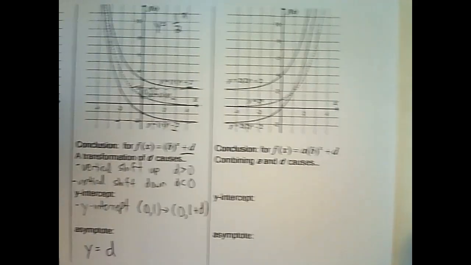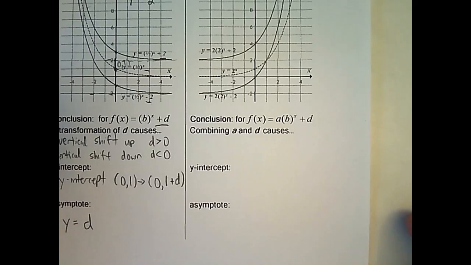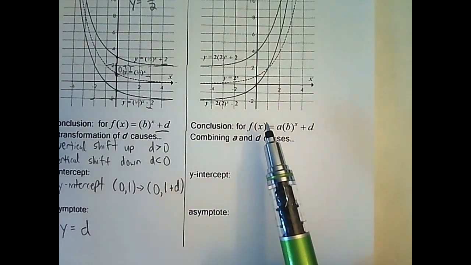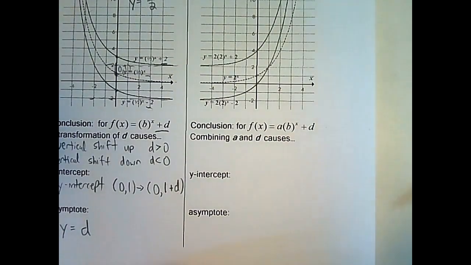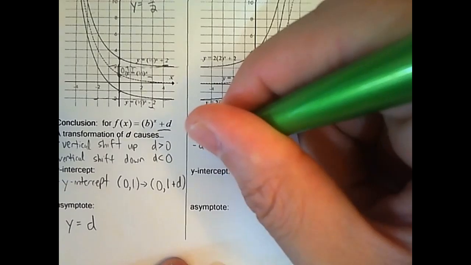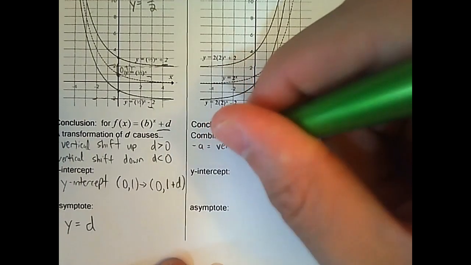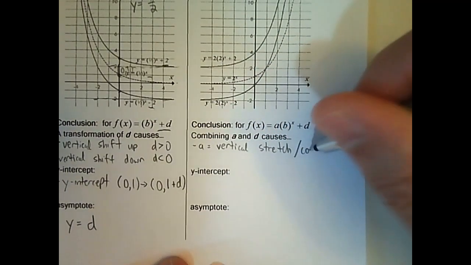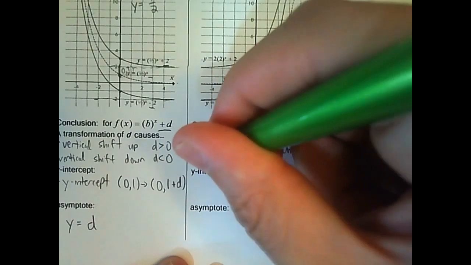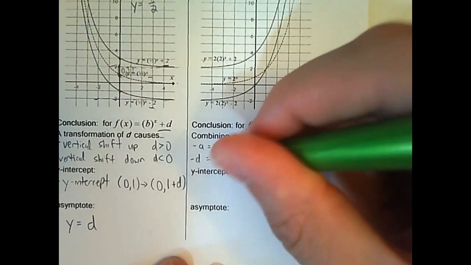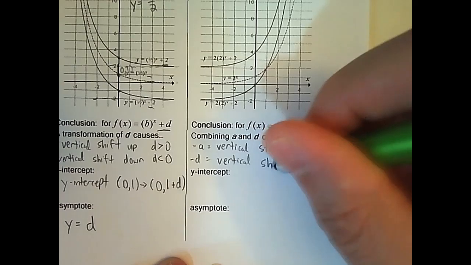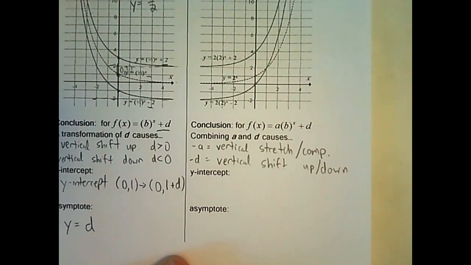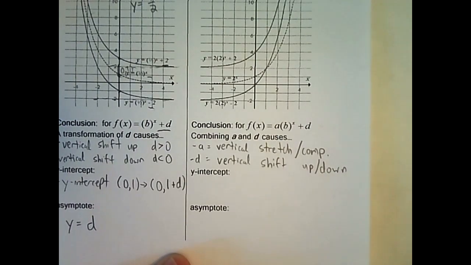Okay, and let's put this all together. So conclusion for f(x) is equal to a times b to the power of x plus d. So combining a and d, what does this cause? Well, a gives us a vertical stretch or compression, and the d value gives us a vertical shift up or down depending on that d value. Again, negative is going downwards, positive is going upwards.